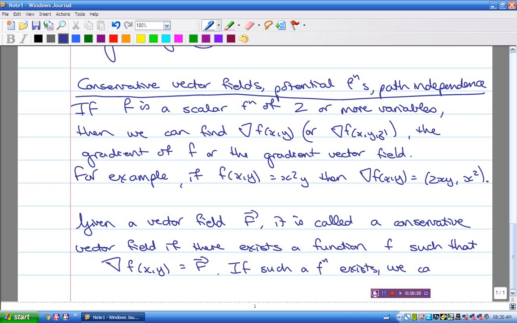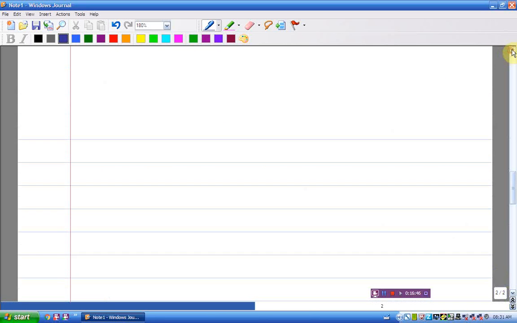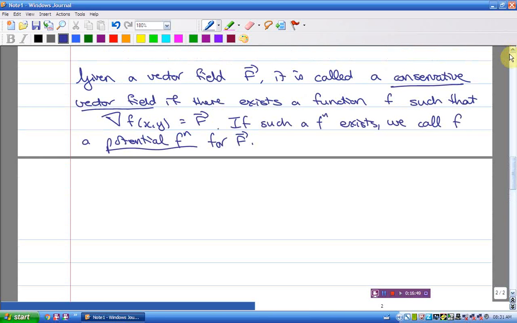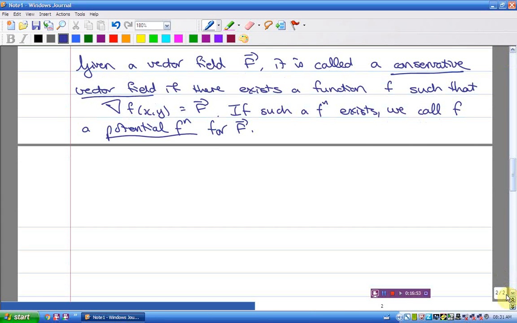We call little f a potential function for big F. So there are some new terms there. Conservative vector field is a new term and potential function is a new term. Okay, I'm going to do a page turn, but don't worry about it. I'll scroll back up again. There we go. It's quite an easy concept. I'll demonstrate and you'll see it's really not that big a deal.